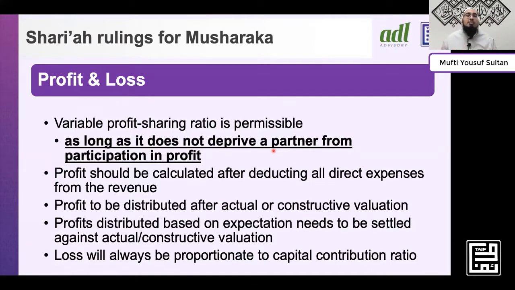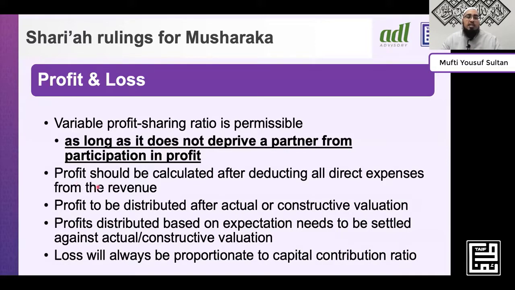But we cannot give him 100% profit, because if we give him 100% profit, then it is no longer a Mudaraba. It will be just like his own venture, whereby the Mudarib is just working for him and we have to pay him some salary or something. So I hope this is well understood. If you understand this very well, then all other things here will be very much clear.